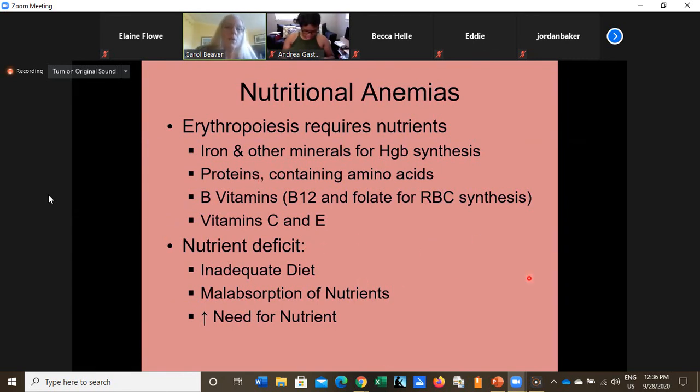All right, so we're going to start here with our nutritional anemias. I was trying to look at my phone for my time, because I can't see the time on my screen. Yeah, that's what I had. I have like 9:38 or something like that. So we're going to go on to 10 o'clock then, and then we'll start back on Wednesday.